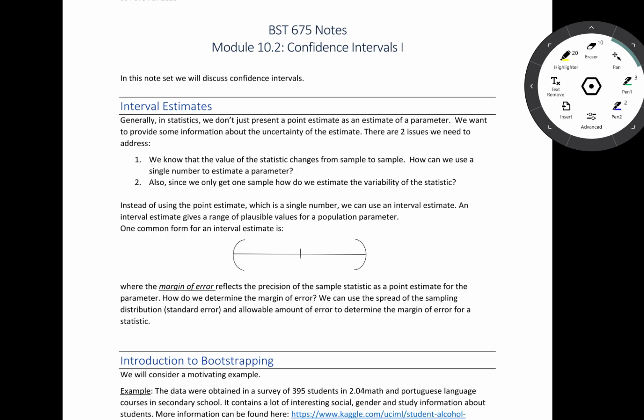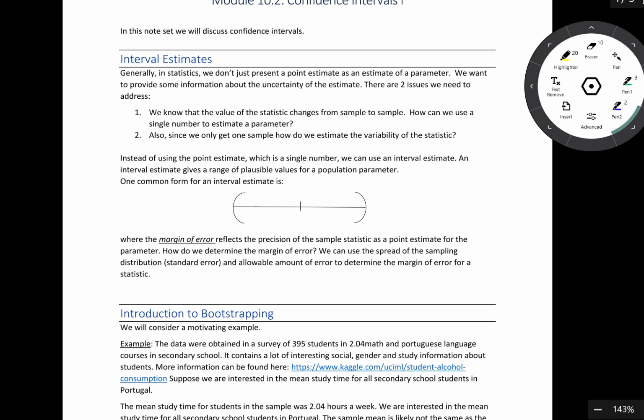So what we do is instead of using that point estimate, that single value, we instead use an interval estimate. And an interval estimate gives us a range of plausible values for the population parameter. And so a common form of the interval is as follows, and this is probably the form of an interval that you're most familiar with.